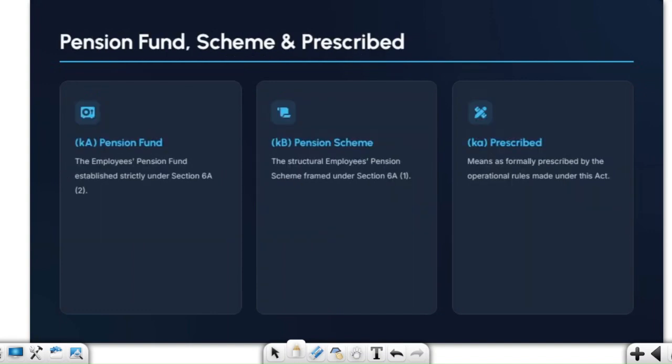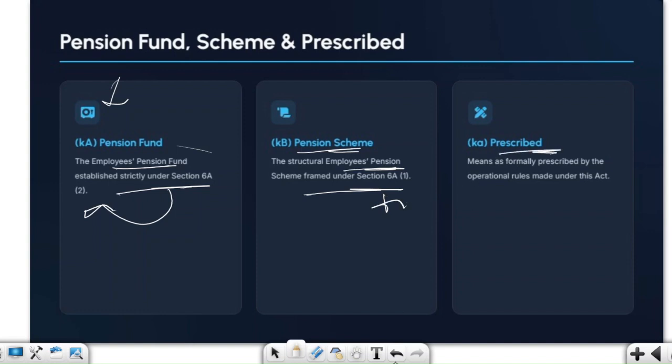Next, the pension fund. As I told you, under the pension fund we are talking about the particular EPF. Then in the pension scheme we are also talking about the pension scheme framed under section 6A and prescribed. Now what does prescribed mean? This is a classical legal word. Whenever an act says prescribed, it simply means prescribed by rules made under the act. Fine, understood?